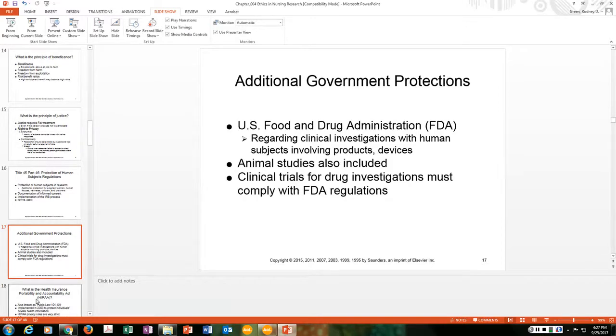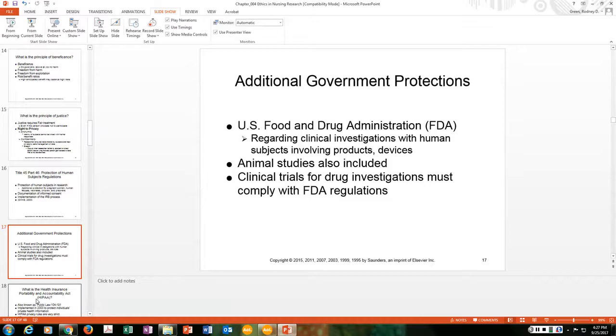Additional government protections. The FDA has regulations regarding clinical investigations when human subjects involve products or devices. So, for example, some company develops some product and they want to sell it. It has to be cleared and get FDA approval.